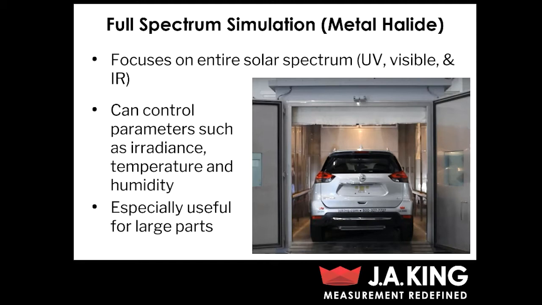And as you can see from that picture, with full spectrum solar simulation, you're actually in a true climate chamber. So you're going to have a lot more room for test parts. You can pull a lot larger parts in here. And also your control parameters such as temperature and humidity are going to be a lot wider. So you can actually hit a lot more extreme temperatures such as extreme lows and extreme highs, and you're going to have a little bit more control over relative humidity as well.